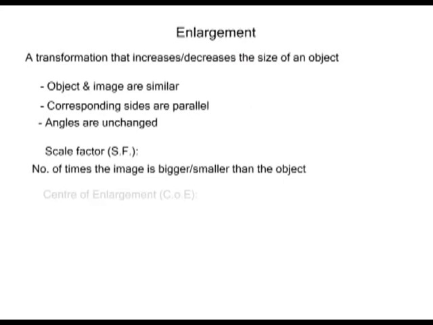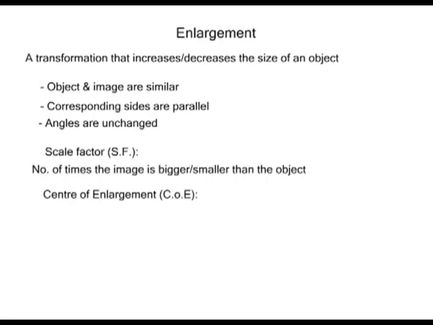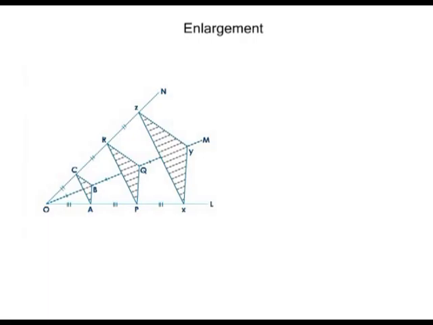And two, the center of enlargement, and this is the point of reference and where all the distances are measured from. For instance, triangle ABC is enlarged twice, first to triangle PQR and then to triangle XYZ, with the center of enlargement at O.